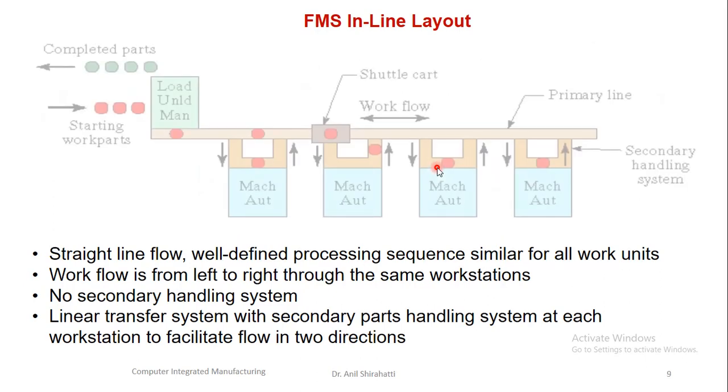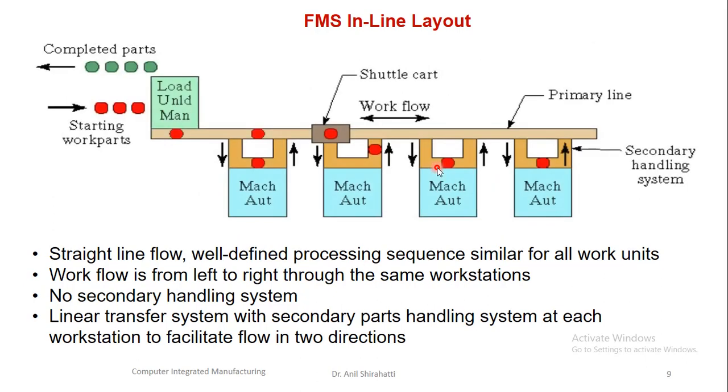Next is another FMS inline layout also. In this case, what happens is that parts start and complete at one place only. The work will go here, get machined, come here, wait for the second one, and go to the second machine, and come back. So like this it will go. This is the primary layout and all this part is the secondary layout.